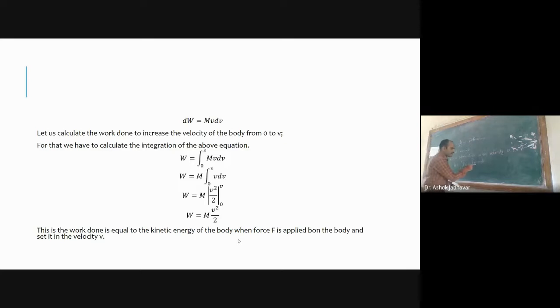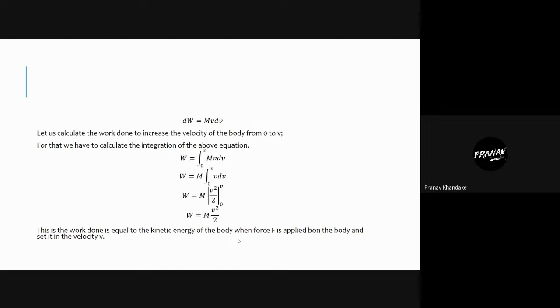We can take this m as a constant out of the integral. So we will have m outside of the integral, and we will have the integration from 0 to v of v dv. Now can anyone tell me what is the integration of this term? Integration from 0 to v of v dv. V square upon 2. V square upon 2.